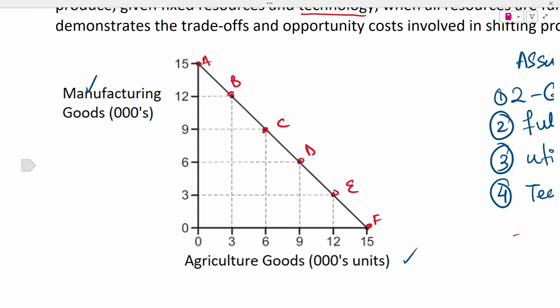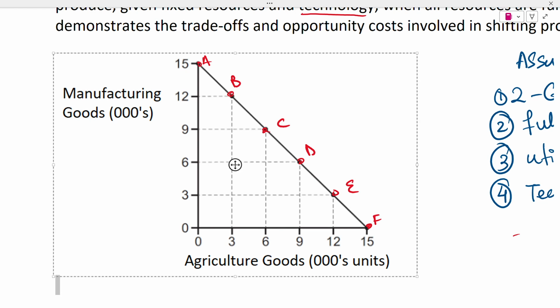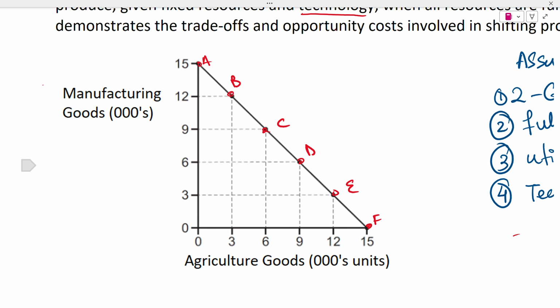Now you should know that an economy will always face trade-offs, the opportunity cost that we discussed. For example, let's suppose that the economy was producing output at point B, where they were producing 12,000 manufacturing goods and 3,000 agricultural goods. Now, let's say that the economy decides that they want to produce more agricultural goods. But to produce more agricultural goods, they would have to move to point C. And at point C, we can see that the economy can only produce 9,000 manufacturing goods and 6,000 agricultural goods.